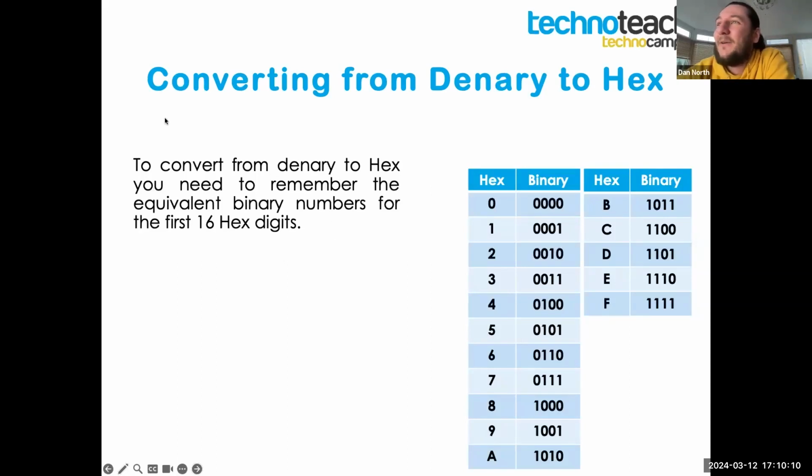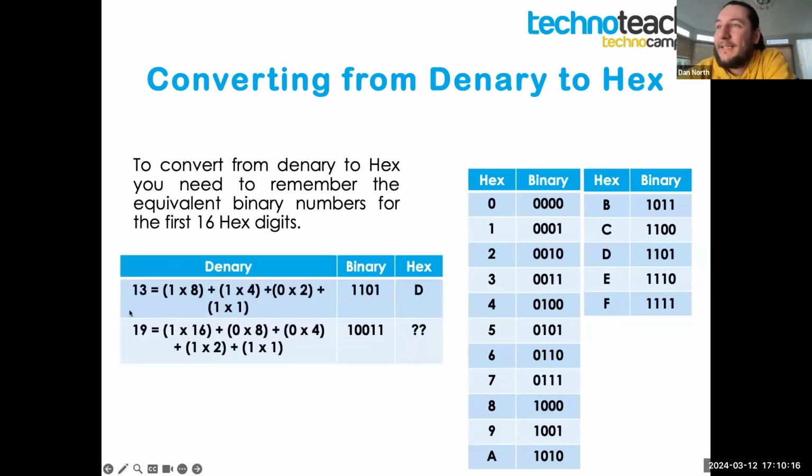Okay, so how do we go about converting from denary to hex then? Well, we take our denary number, 13, and we convert it into binary. So what have we got in denary? In 13, we've got 1 eight, 1 four, no 2s, and 1 one. Okay, just using the method that we used last time. Or you can use the first method. Both are completely valid. But we get our binary value out of our denary value. And then that binary value is very easy to turn into hexadecimal.